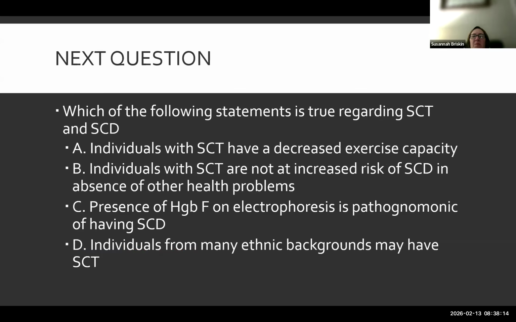Which of the following statements is true regarding sickle cell trait and sickle cell disease? A, individuals with sickle cell trait have a decreased exercise capacity. B, individuals with sickle cell trait are not at increased risk of sickle cell disease in the absence of other health problems. C, presence of hemoglobin F on electrophoresis is pathognomonic of having sickle cell disease. Or D, individuals from many ethnic backgrounds may have sickle cell trait.